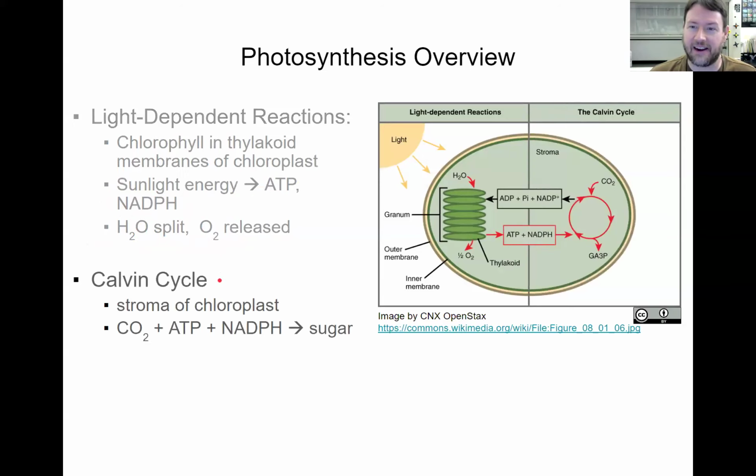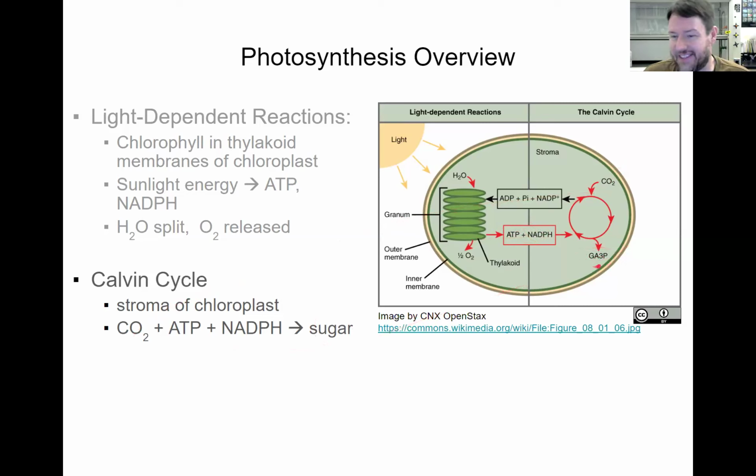Okay, well, what about the other half? That is the Calvin cycle. And the Calvin cycle is happening in the stroma of the chloroplast. And it's taking that ATP and the high energy electrons that have been shuttled over. And it is also combining that with carbon dioxide from the atmosphere to produce sugars.